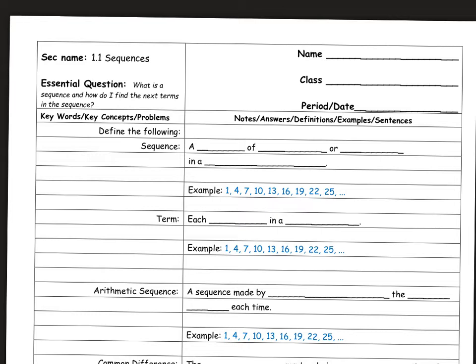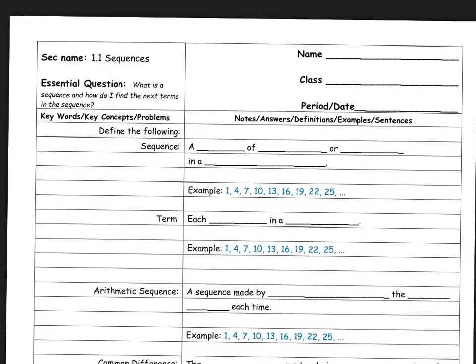So the first thing we're going to do for this first video is define some things, and then we're going to ask you if you remember what the definitions are. So we're going to go ahead and start. You can print off the notes, or you can just write them on a piece of paper. It's up to you how you want to do your notes.